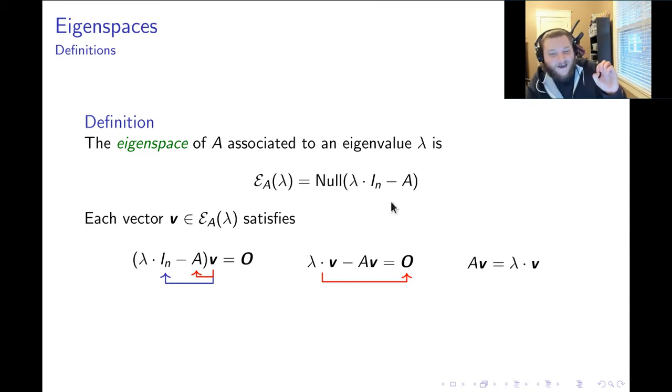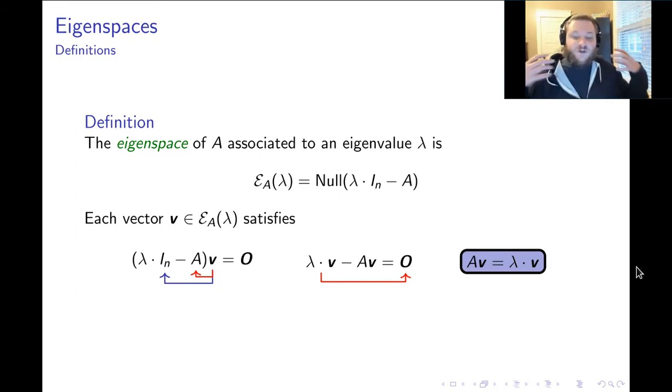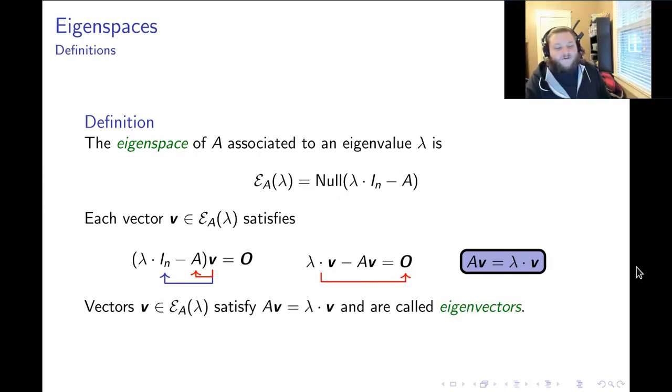So what we're saying is that the vectors in the eigenspace are defined by the equation A times v equals lambda times v. This is an extremely important equation, and this is what it means for a vector to be an eigenvector. So the vectors that live in the eigenspace of A associated to an eigenvalue lambda must satisfy the equation A times v equals lambda times v, and we call these vectors eigenvectors. This is ultimately why we care about eigenvalues. We care about eigenvalues because eigenvalues lead to the concept of eigenvectors.